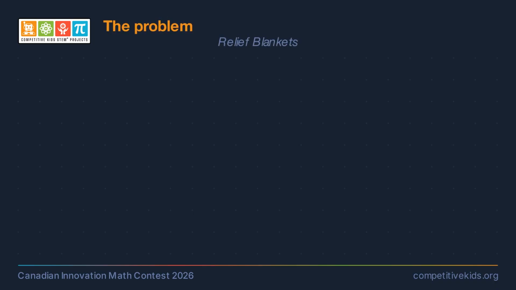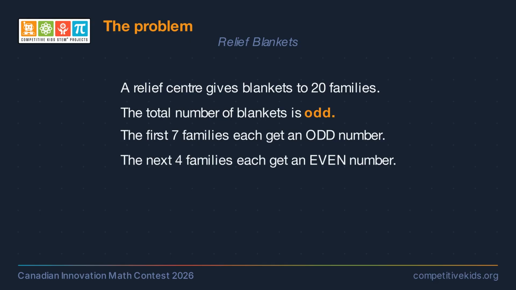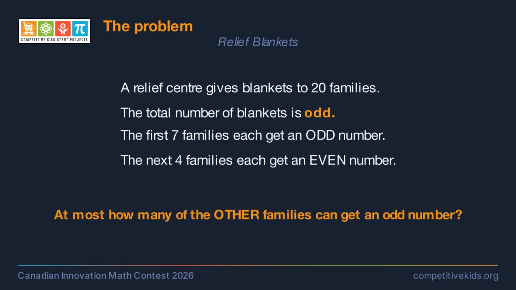A relief center gives blankets to 20 families. The total number of blankets is odd. Remember that word. The first 7 families each get an odd number. The next 4 families each get an even number. Here is the question. At most, how many of the other families can get an odd number?